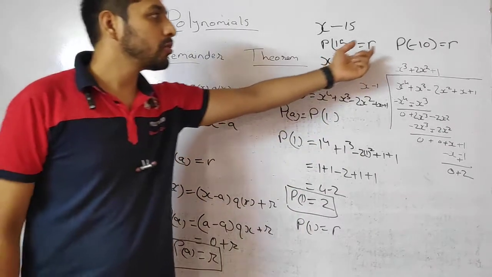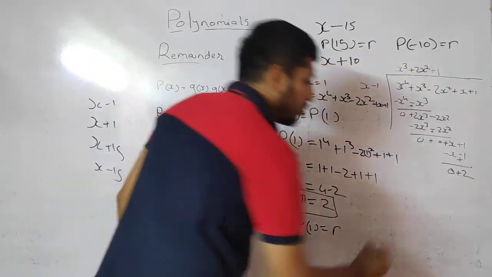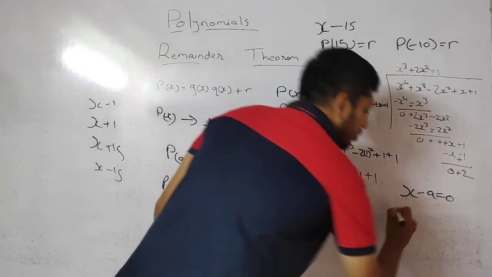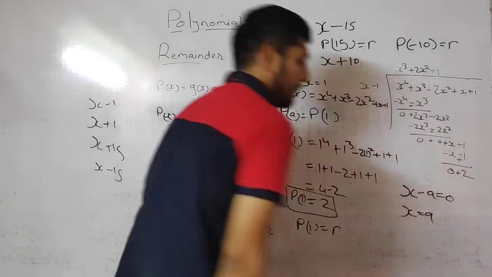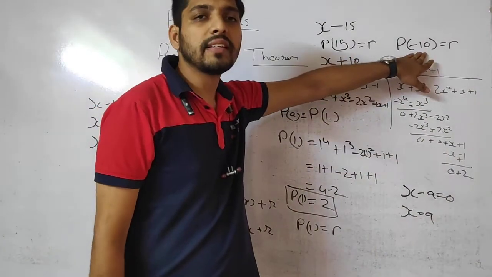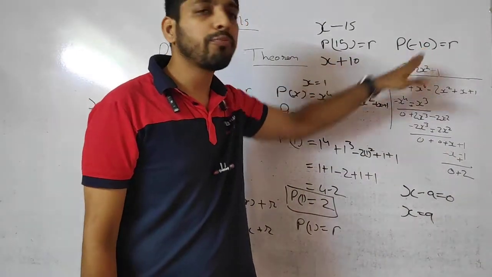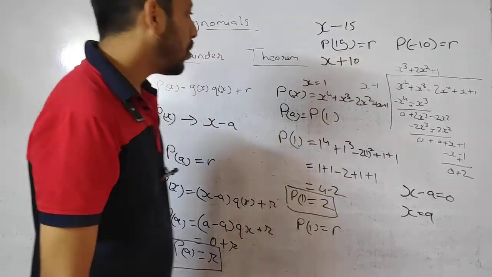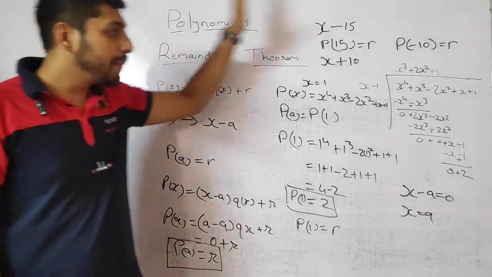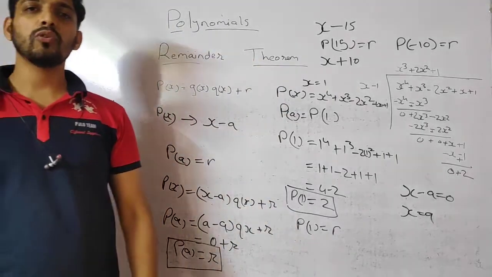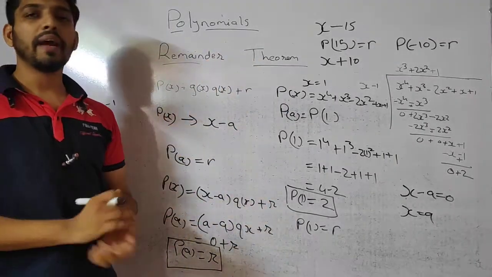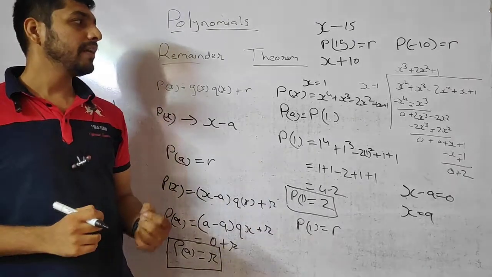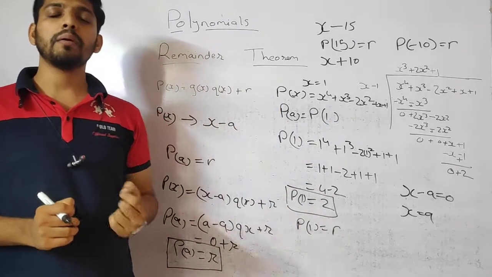So how can you find what you need to take as a? You need to equate it to 0. If it is x minus a equals to 0, then x equals to a. So in this manner you can find out what is the value that goes inside the polynomial, the value of the polynomial at which point will give you the remainder. You can find it in this manner. So I hope that after completing all this, it is very clear to you about the remainder theorem and division of polynomial. So you can find the remainder of any polynomial if it is divided by a linear polynomial.